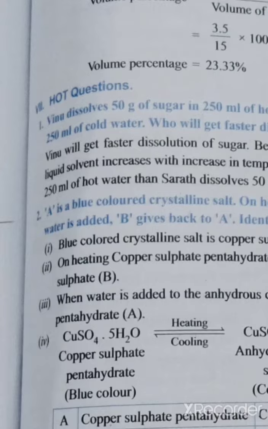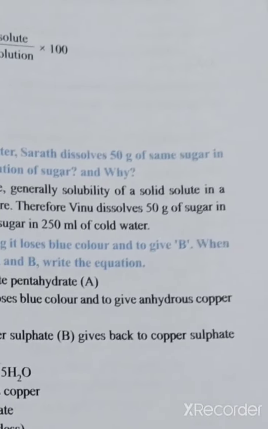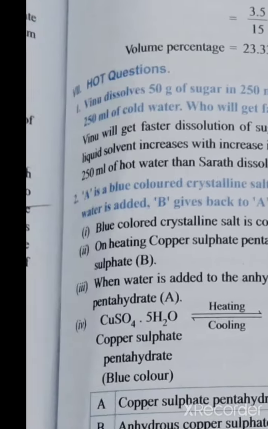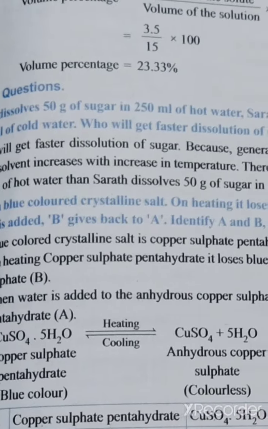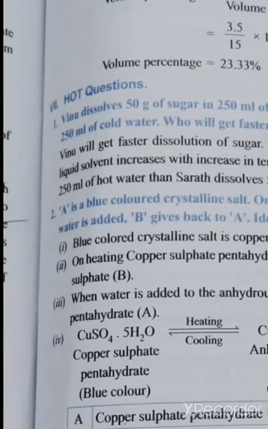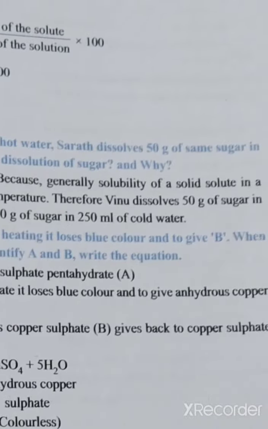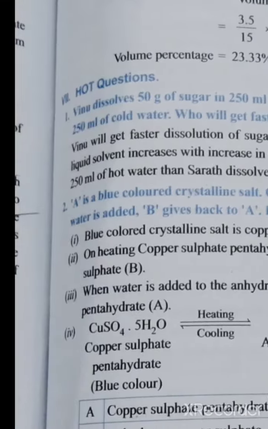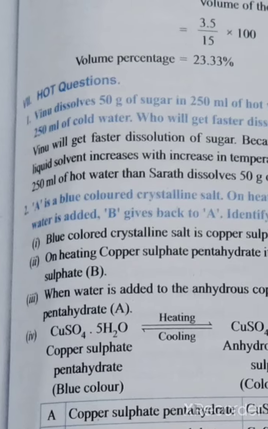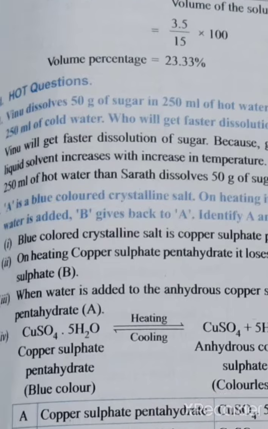Here Vinu is using hot water, so Vinu will get faster dissolution of sugar, because generally the solubility of a solid in a solvent increases with increase in temperature. Because of this reason, Vinu will get faster dissolution compared to Sarath. Therefore, Vinu dissolves 50 gram of sugar in hot water faster compared to Sarath.